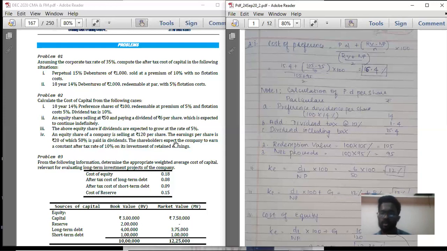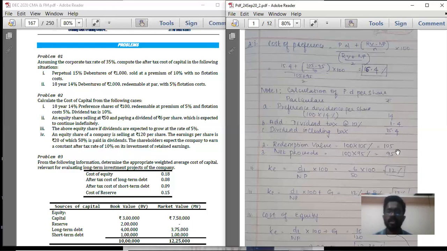Below that, note 2: redemption value is equal to, you are redeeming at 5% premium. So 100 into 105%, which is equal to 105.